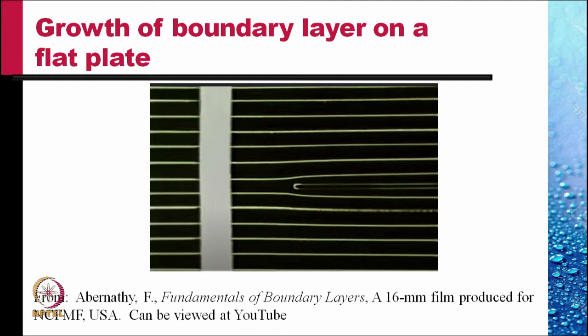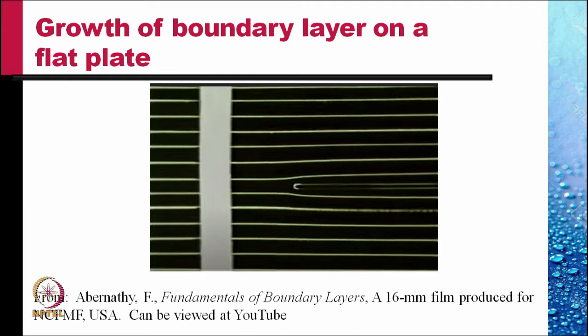This is a series of shots from the movie Fundamentals of Boundary Layer by Abernathy, that was produced in 1962 for the National Council of Fluid Mechanics films, that can be viewed at YouTube. It shows the development of the boundary layer on a flat plate. The flow visualization is done in a water tunnel where hydrogen bubbles are produced by passing current through an electrode held perpendicular to the flow.